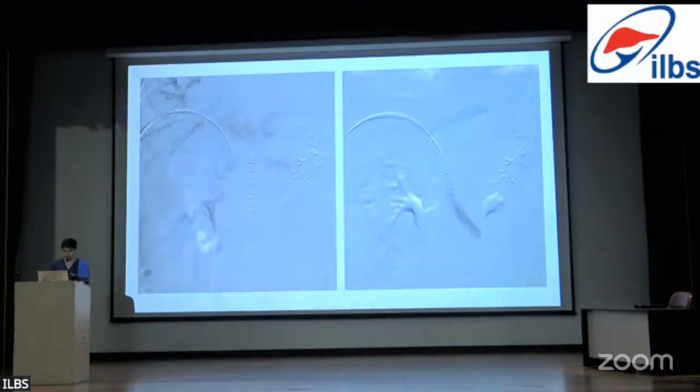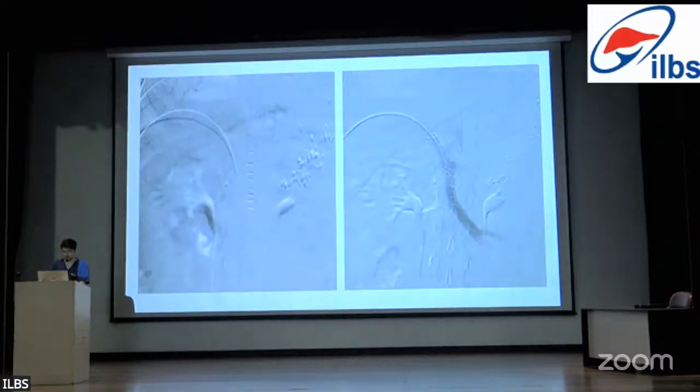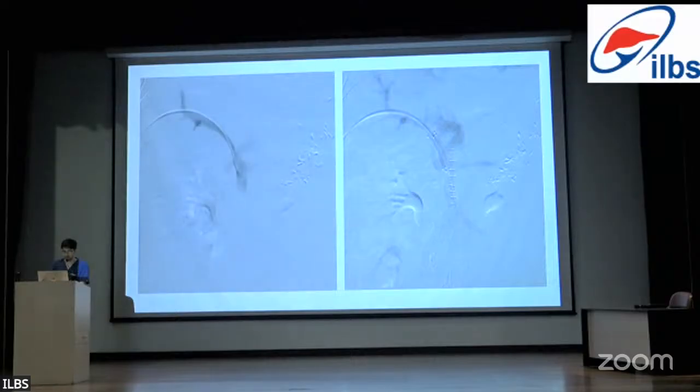Following this, a run was taken from the SMV. We can see that after injection of contrast from the level of the SMV, there is opacification of the portal vein, which was not seen earlier. However, there is some amount of narrowing still persistent at the place where ballooning was done. So a decision was taken to deploy an uncovered stent at this level.